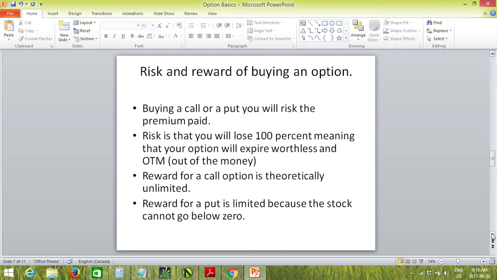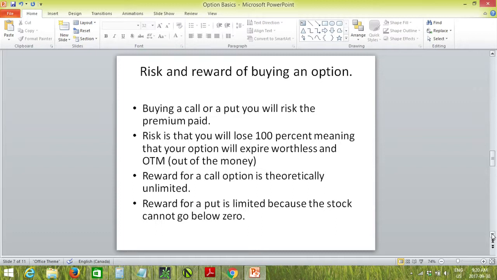Okay, so risk and reward of buying an option. Obviously, when you buy a call or put, your risk is the premium paid. That's all you can lose. You can't lose more than that when you're purchasing an option. Okay, and so you lose 100%. Your option will expire worthless. So OTM, or out of the money.